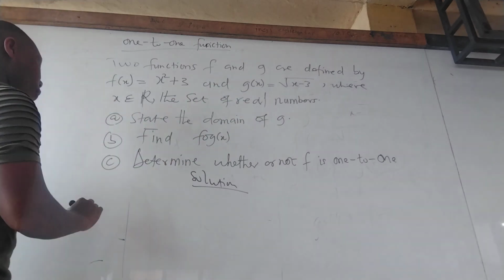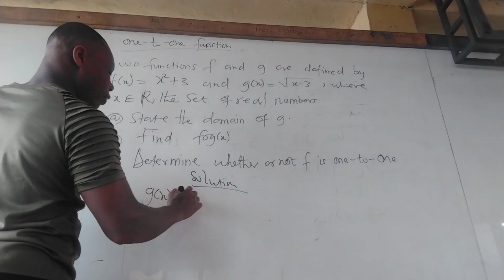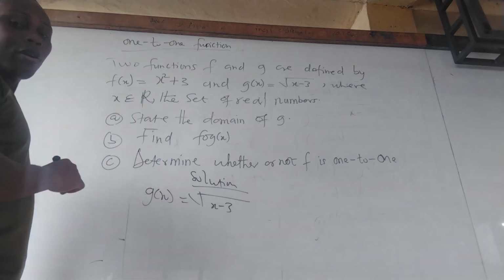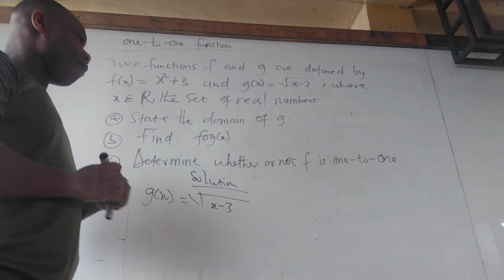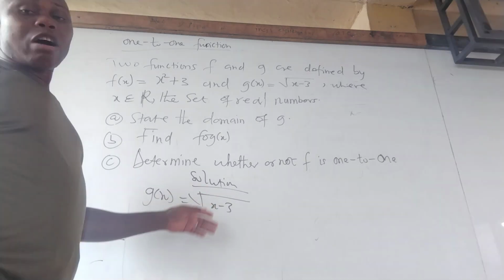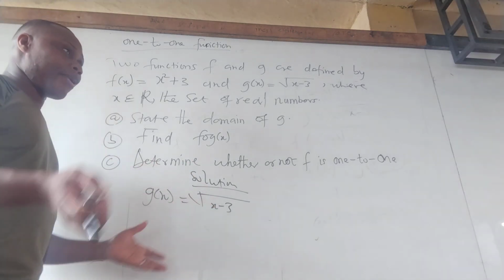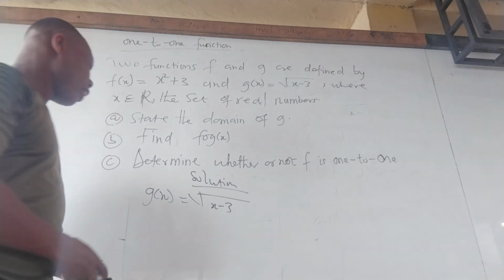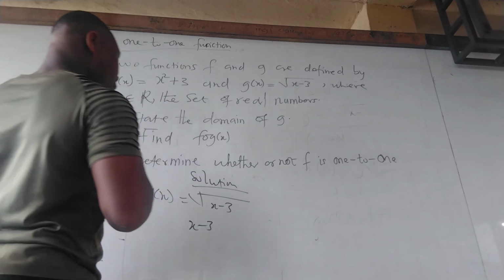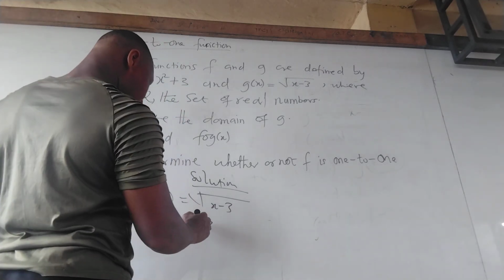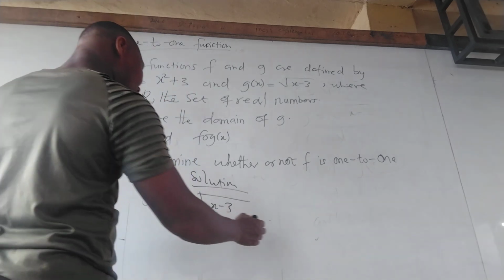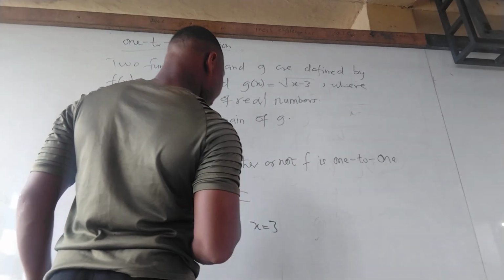We want to state the domain of g. So g of x is given as root x minus 3. To state the domain of g, you only look for the value that will make the function undefined, and the rest will be defined. So how do we do that? We have x minus 3, and this should be equal to 0. So we have x being equal to 3.